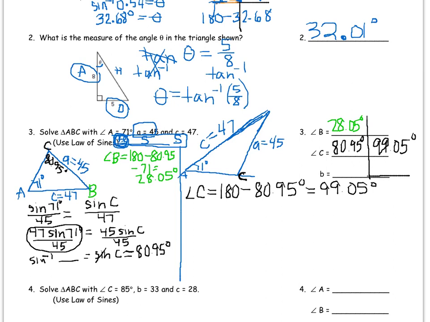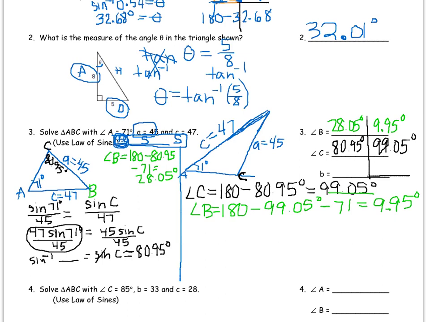For my angle B on my second triangle, I'm going to do 180 degrees minus, I know one of my angles is 99.05 degrees, because I just found that one right here, minus the 71 degree angle that I was given, and if I subtract those, I get 9.95 degrees. So my second possible angle B is 9.95 degrees. So now I just need to find side B for both of my triangles.